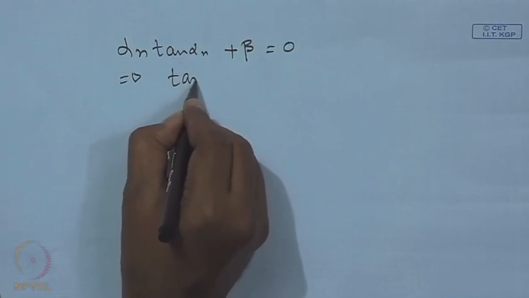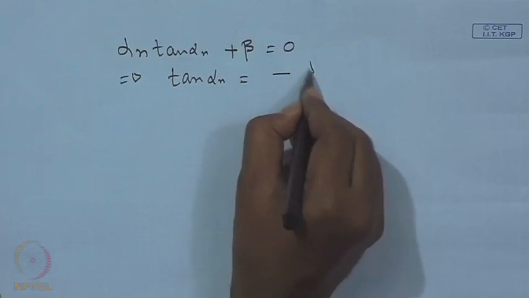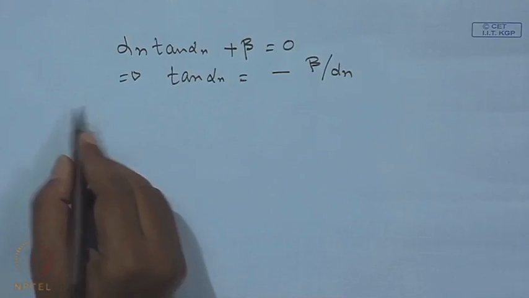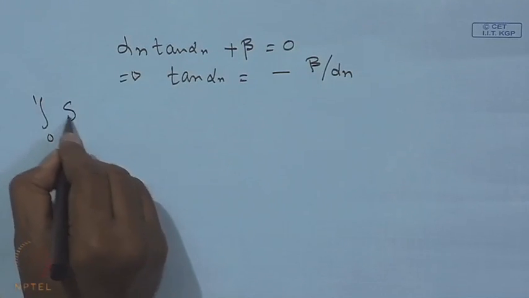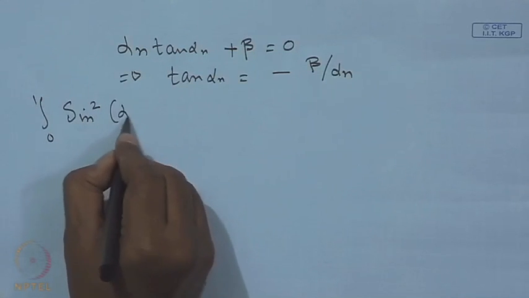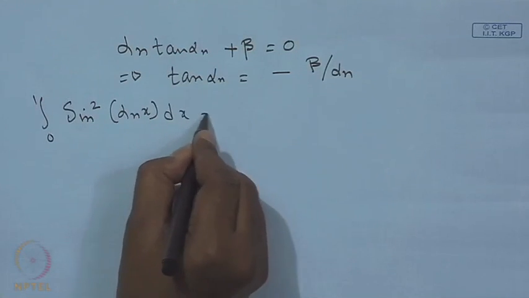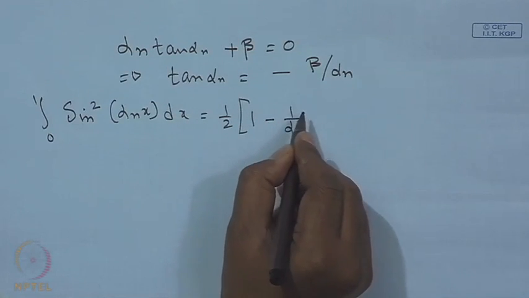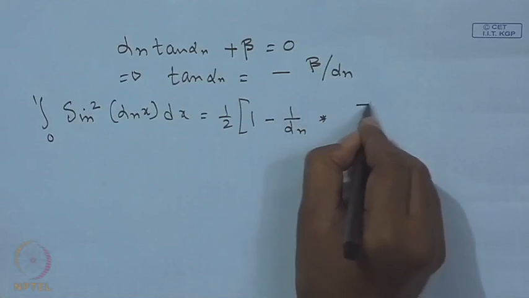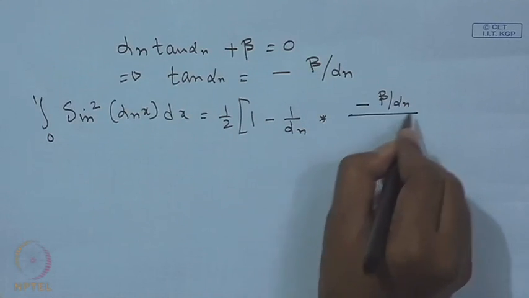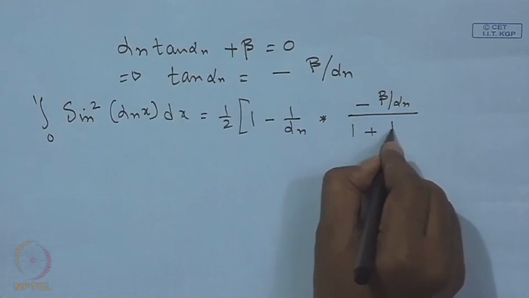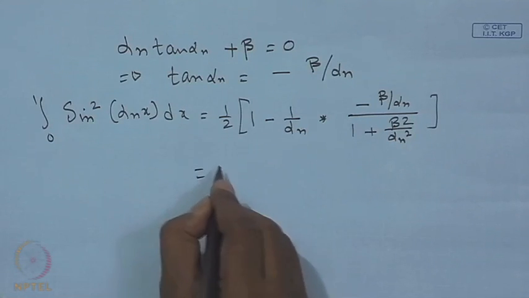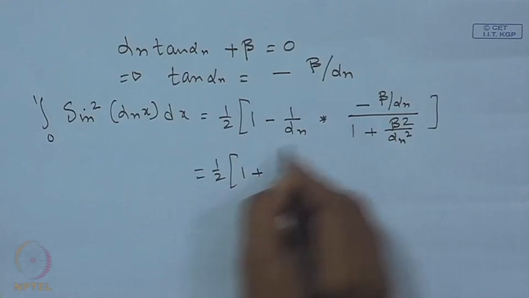So, we can get an expression of tan alpha n from here: tan alpha n is minus beta by alpha n. So, we are going to substitute it there. Integral 0 to 1 sin square alpha n x dx is equal to half into 1 minus 1 over alpha n, tan alpha n, which is minus beta by alpha n, divided by 1 plus tan square alpha n, which is beta square by alpha n square. So, what we get is half 1 minus minus plus.